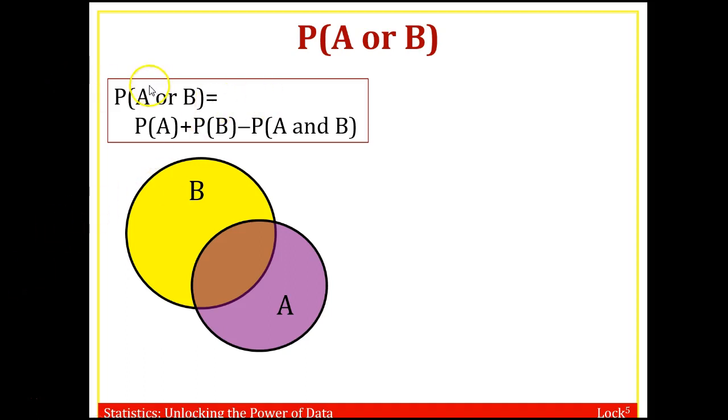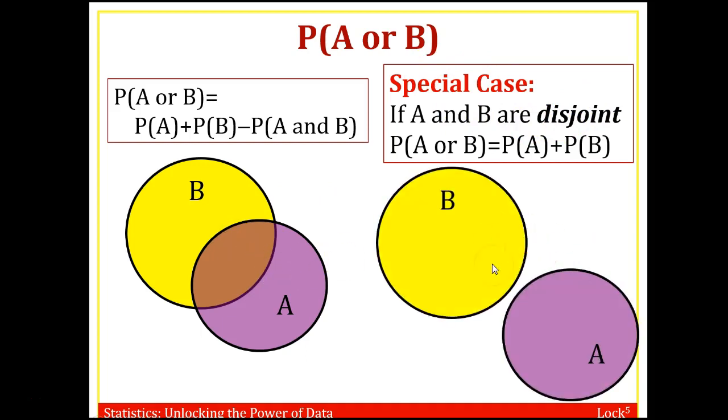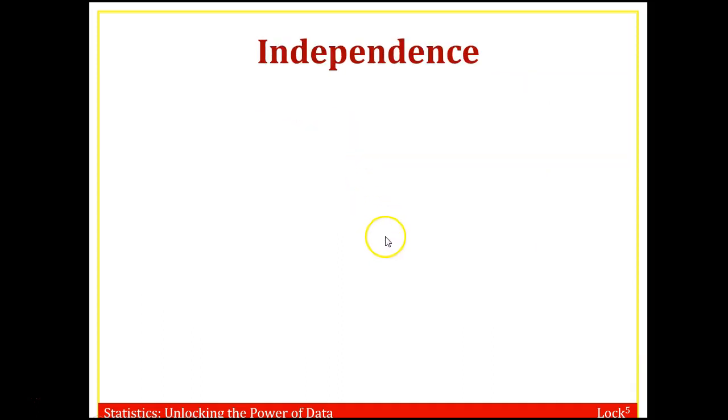And here's the general A or B visually. A happens, B happens, or they both could happen. And this minus A and B is to not double count. But if A and B are disjoint, this picture is going to change to this. A and B do not touch each other. They don't intersect at all if A and B are disjoint. So that's why we could just omit that minus A and B. Okay, in the next video, we're going to talk about what it means for two events to be independent.